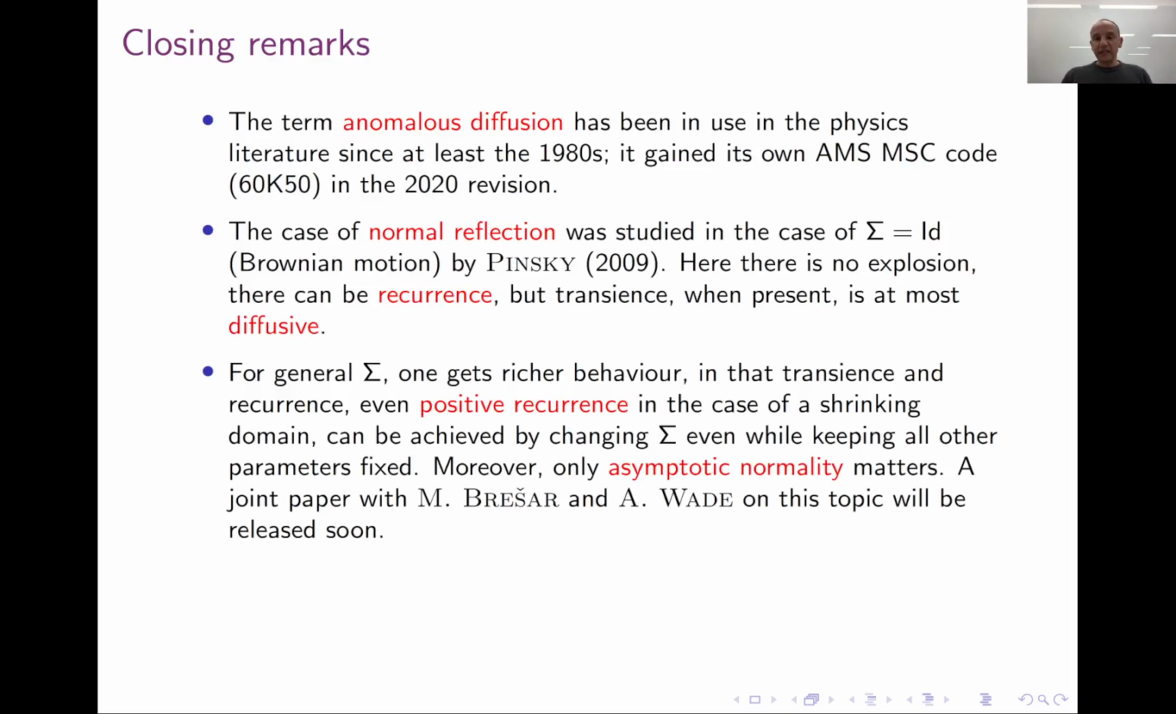So this is going to be the topic of our forthcoming joint paper with my PhD student Mijatovic A.R. and Andrew Wade, which should be released soon.